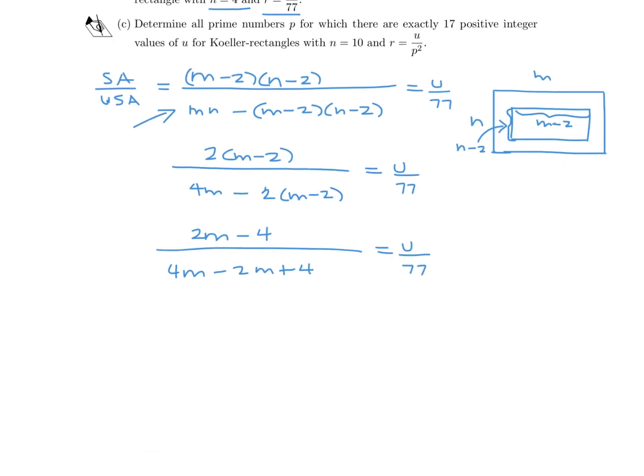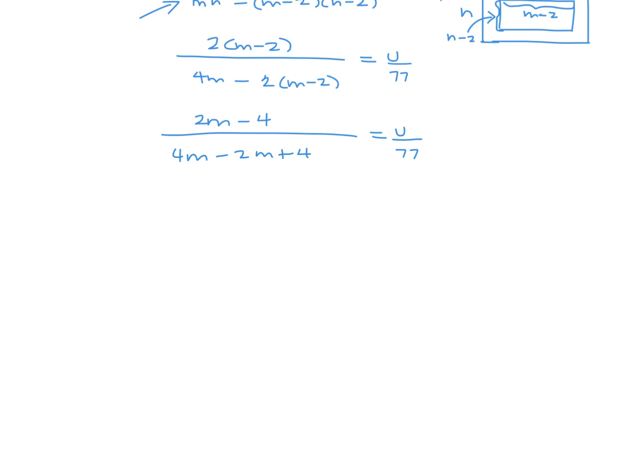That doesn't change. And then this becomes 2m minus 4 over 2m plus 4, equals u over 77. I think we can divide top and bottom by 2 here, and that will give me m minus 2 over m plus 2. Okay, that's a pretty nice result.